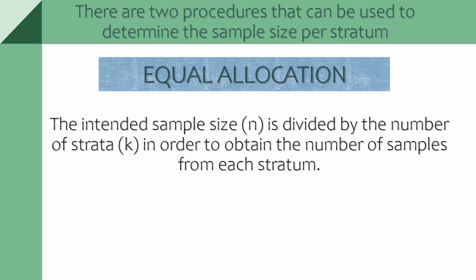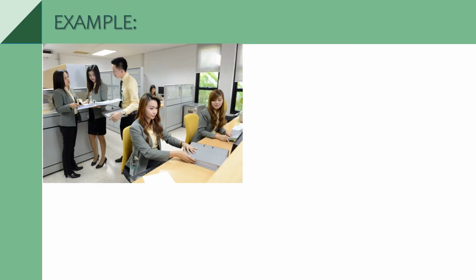Okay, nandiyan yung BSA, BSAIS, BSMA. So, may tatlo kang grupo. Tapos, kukuha ka ng equal number of students per section or per course. Okay, para maintindihan, ito yung example natin.